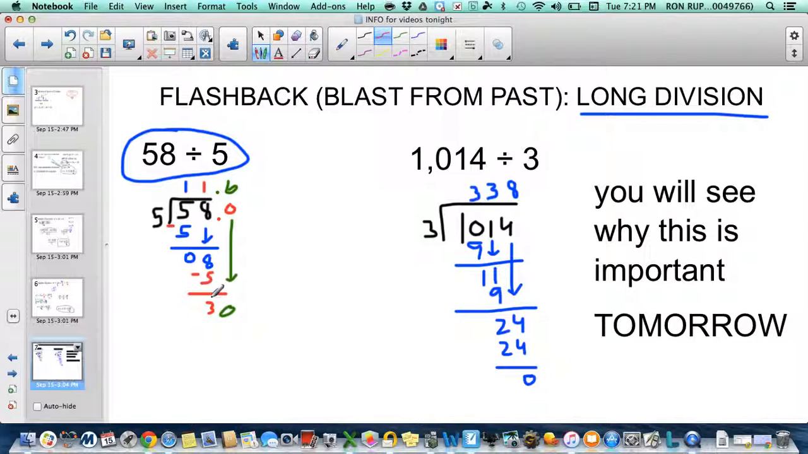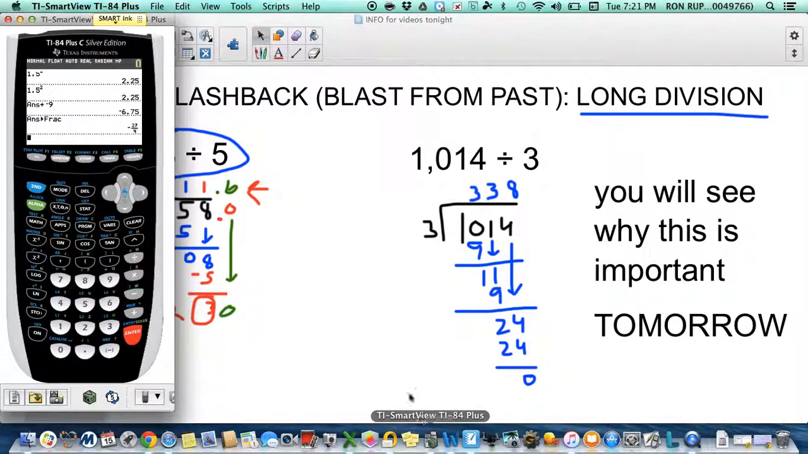And that means we have a remainder of 3. If we were going with the old remainder system, remainder of 3. But those of you who are fluent with decimals know that we can add a 0.0 here, bring down that 0, and 5 goes into 30 6 times. So 11.6 is the answer to 58 divided by 5. If you don't believe me, pull up your calculator and do 58 divided by 5, and you get 11.6.